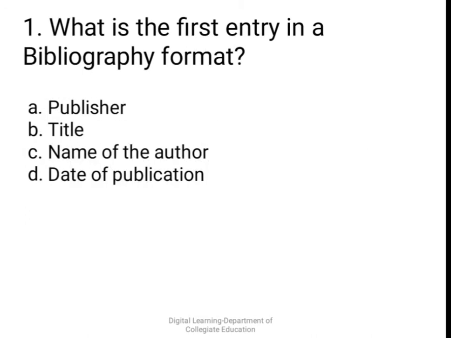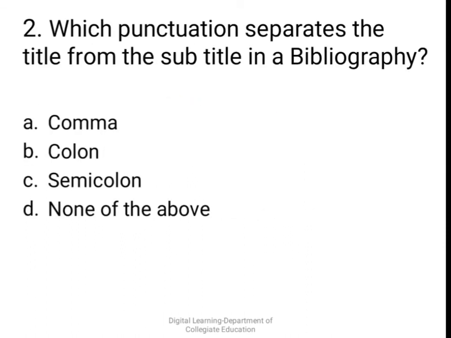Right? Let's look at multiple choice questions. Question number 1. What is the first entry in a bibliography format? Publisher, title, name of the author, date of publication. What is the answer? The first entry is the name of the author. Right? Look into the second question. Which punctuation separates the title from the subtitle in a bibliography? Is it comma, colon, semicolon, or none of the above? What is the answer? The answer is colon.